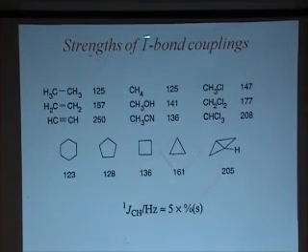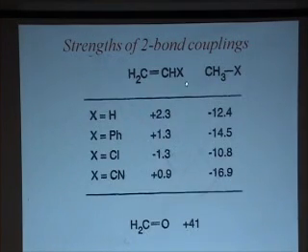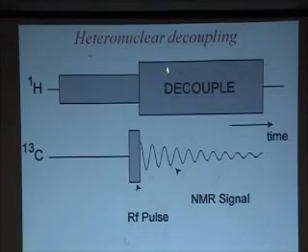And one bond couplings can have different strengths. There are different kinds of molecules I have made here, and typical coupling strengths in units of Hertz. 2 bond couplings have distinct strengths as well. They are generally smaller than 1 bond couplings, and the coupling can have a certain sign as well.